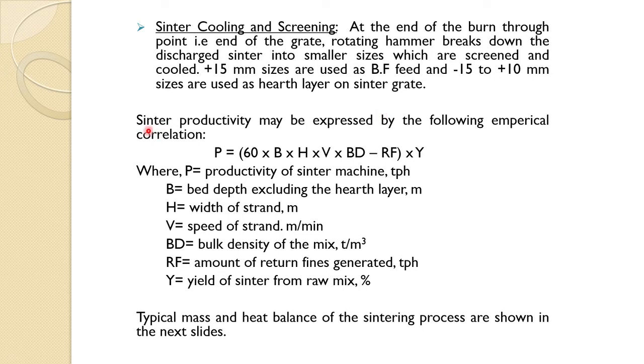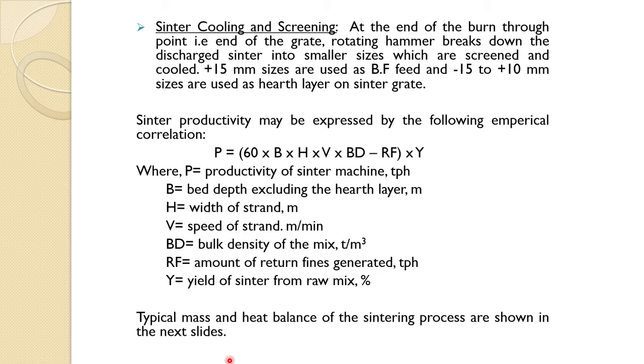So, some correlation has been proposed for the sinter productivity in this form. Here P is the productivity of the sinter machine, B is the bed depth excluding the hearth layer, so it is about the green pellet depth, H is the width of the strand, and B is the speed of the strand in meters per minute. This is the bulk density of the green pellet mixture, and RF is the amount of return fines generated and put into this, in tons per hour, and Y is the yield of the sinter from the raw mix. Based on that, one can calculate the productivity of the sinter.